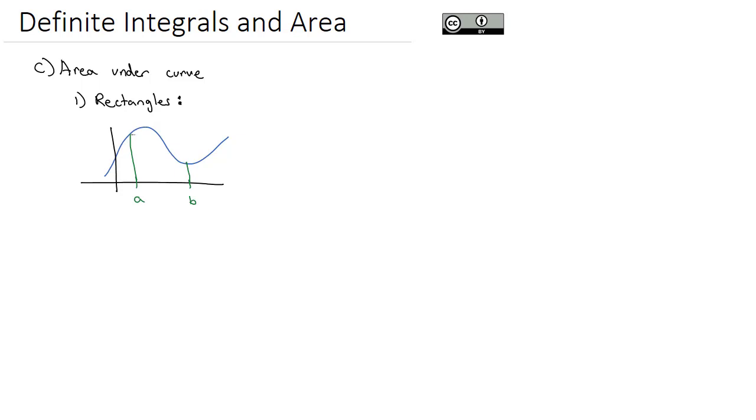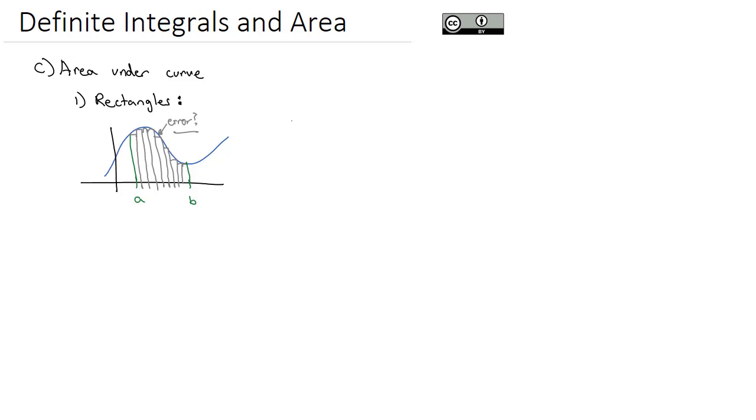But what I might do is draw a bunch of rectangles where maybe the left corner of the rectangle hits the graph. The problem is you'll notice that a lot of these rectangles don't quite fill the graph completely. There's a little bit of error in them. So what's the solution? More rectangles. If I had more rectangles, the error would be smaller and smaller.